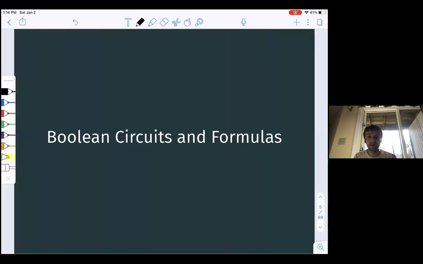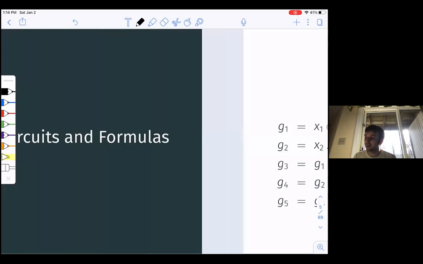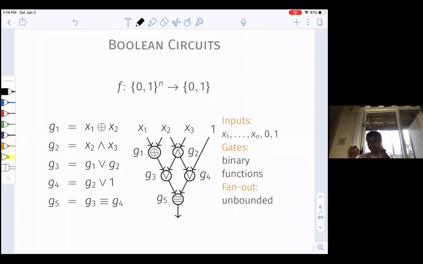Okay, so Boolean circuits and formulas. Say we want to compute a function from n bits to 1 bit by a straight line program. Straight line program means we evaluate one command after another one without any branchings. We don't have if statements, we don't have loops, no branchings at all. Such a program is called a straight line program, and it can also be always written as a directed acyclic graph, a DAG. And such a DAG is called a circuit.